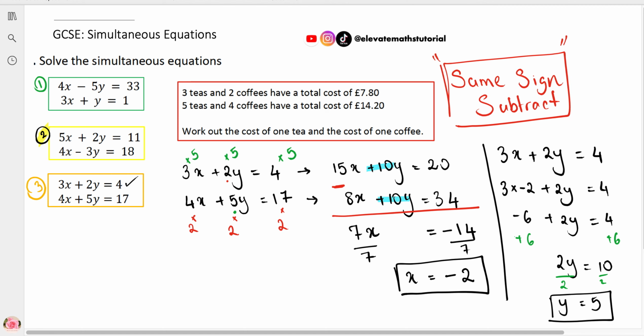Do make sure to go back and plug it in here and check whether you get 17. So make sure to do 4 times minus 2 plus 5 times 5 and check whether you are getting 17. It's minus 8 plus 25. So you will get 17.